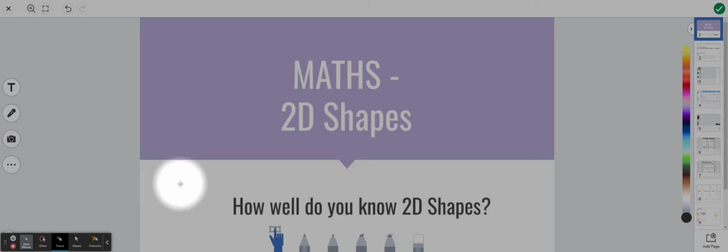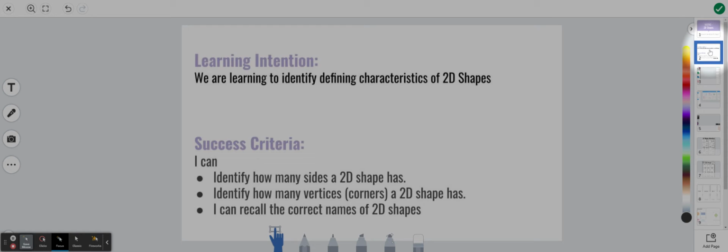Hi grade 2s, welcome to today's maths lesson on 2D shapes. I hope you are all familiar with the basic 2D shapes, but today is just a bit of a pre-test to see what you actually know. I would like you all to be able to say we are learning to identify defining characteristics of 2D shapes. So what makes a square a square and a triangle a triangle?